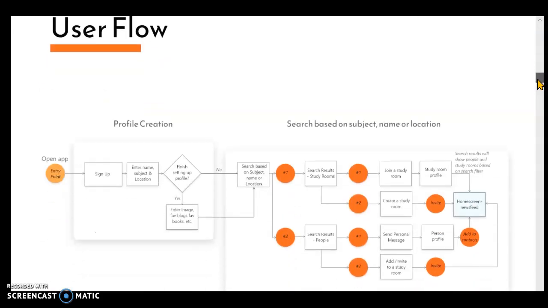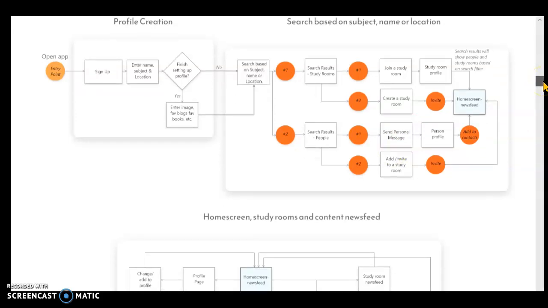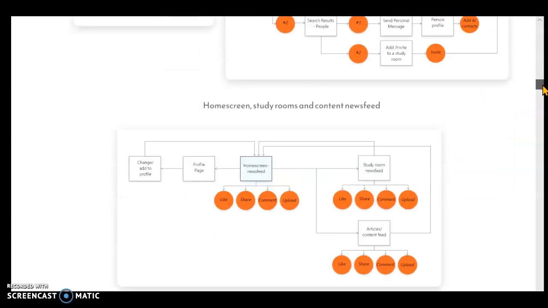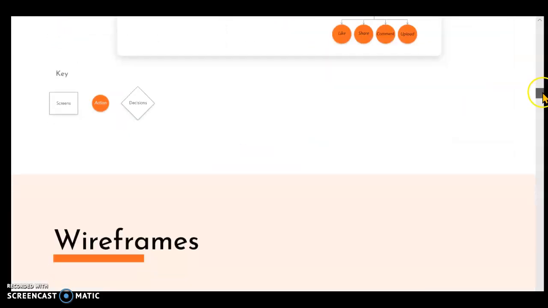So I first started with the user flow. The user flow had 3 sections. The first is profile creation for a new user, and the next would be search based on the subject, name or location, and finally the study rooms and the news feed. So I've tried to reflect the happy path and created one edge case where he would probably not find the required article, and then he would use the search function. In this app, I am trying to develop these 3 features.